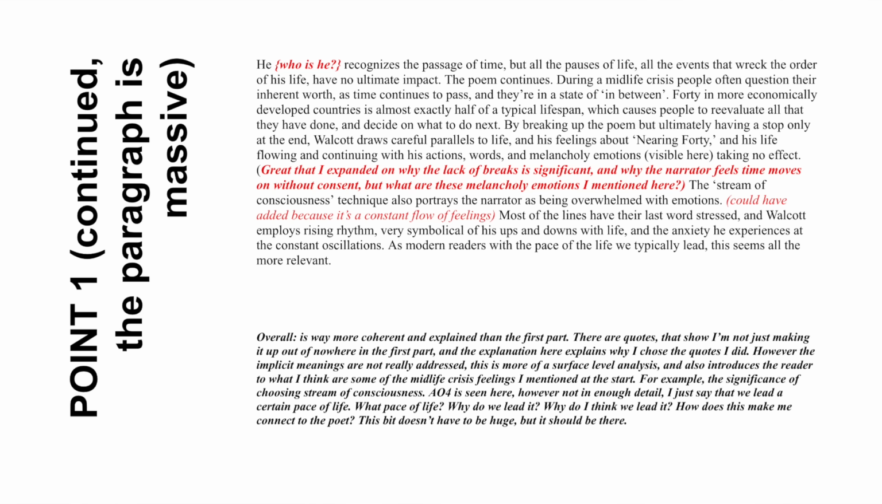By breaking up the poem but ultimately having us stop only at the end, Walcott draws careful parallels to life and his feelings about nearing 40 and his life flowing with his actions, words, and melancholy emotions visible in the tone, taking no effect. The stream of consciousness technique also portrays the narrator as being overwhelmed with emotions. Most of the lines have their last word stressed, and Walcott employs rising rhythm, very symbolical of his ups and downs with life and anxiety he experiences at the constant oscillations. As modern readers, with the pace of life we typically lead, this seems all the more relevant.